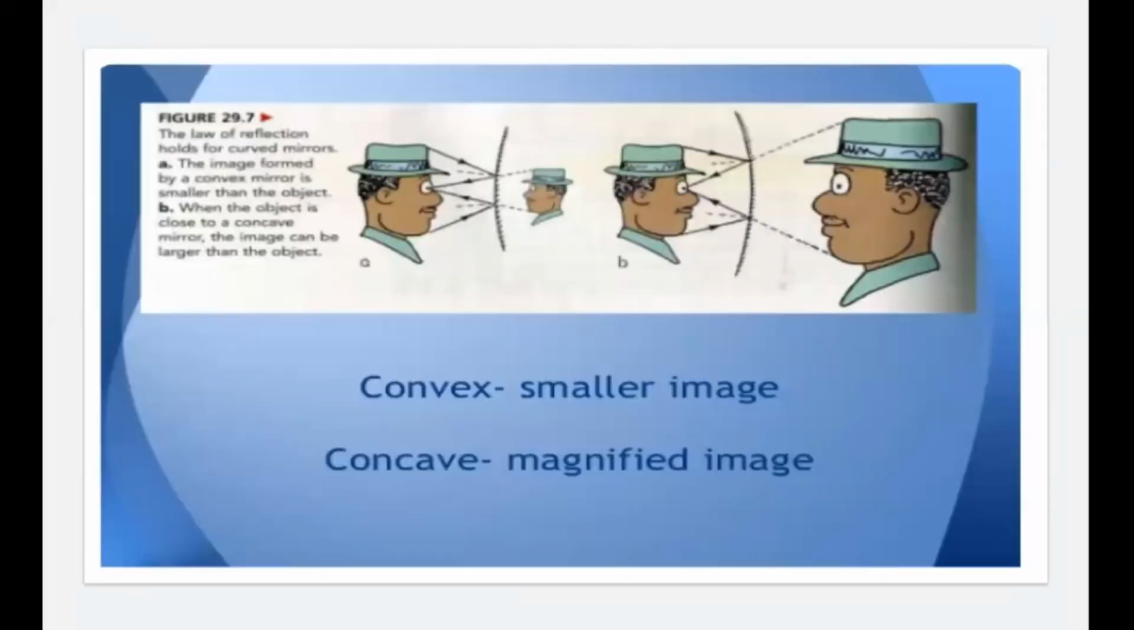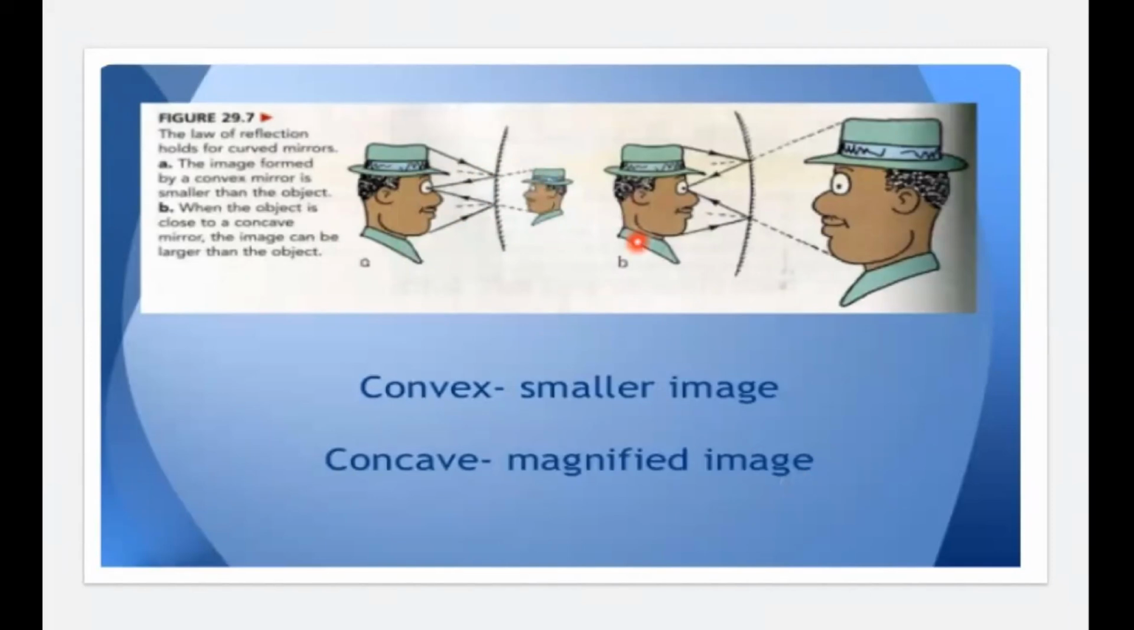One may ask why a convex mirror shows things this way. Now see here, you have a picture. Look at this picture carefully. This is basically a concave mirror. A person is standing over here, and if you see, the image appears to be larger. You get a magnified image. So you say a concave mirror gives a magnified image.